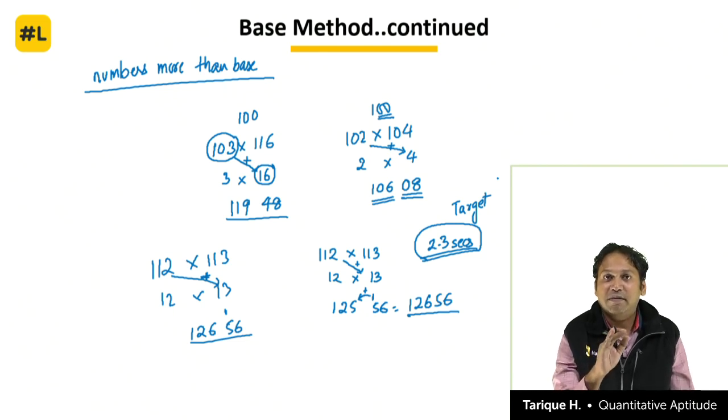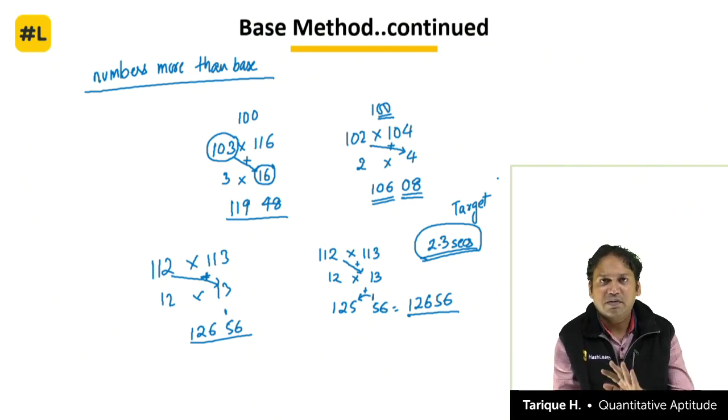This year the vacancies have gone up in IBPS PO. That's good news for you. Last year it was around 3,500 something, but this year it is 4,100, no? Approximately 4,100. So around 600 extra vacancies there.